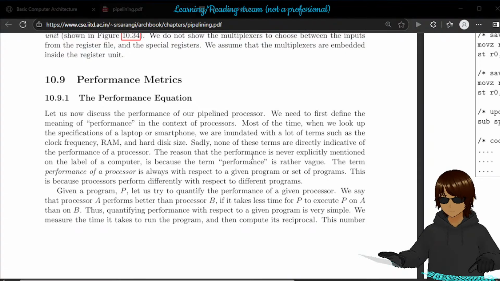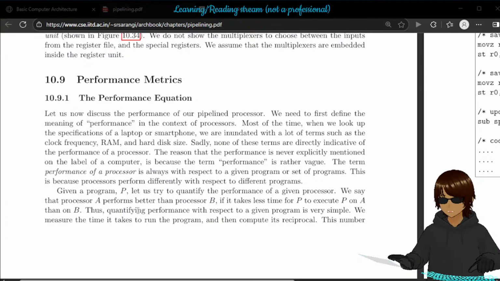The reason that the performance is never explicitly mentioned on the label of a computer is because the term performance is rather vague. The performance of a processor is always with respect to a given program or a set of programs. This is because processors perform differently with respect to different programs. Given a program P, let us try to quantify the performance of a given processor. We say that the processor A performs better than processor B if it takes less time to execute P on A than on B.